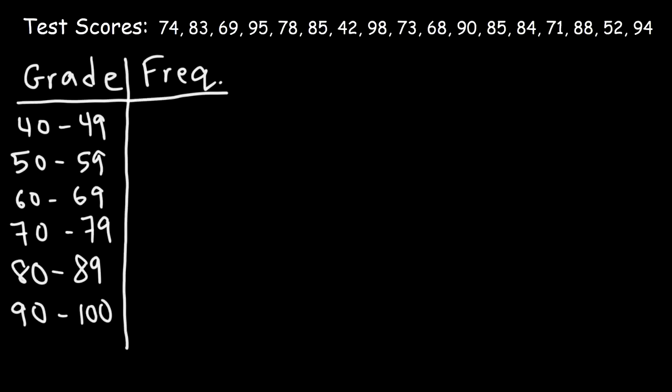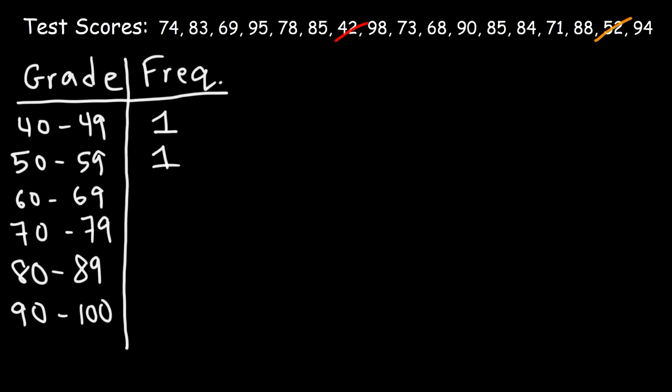So how many students received a score between 40 and 49? Looking at our data, there's only one score in the 40s, and that's 42. So the frequency for this range is 1. Only one student had a grade between 40 and 49. Now what about between 50 and 59? The only score in that range is 52. So once again, the frequency is going to be 1.